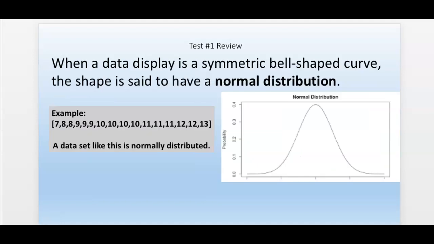We also talked about a normal distribution, a symmetric bell-shaped curve. A set of data that looks like this is normally distributed. You notice here you have one 7, two 8s, then three 9s, then you have four 10s, that's the middle. And then it goes down again: three 11s, two 12s, and one 13. When the set of data looks like that, it's normally distributed.